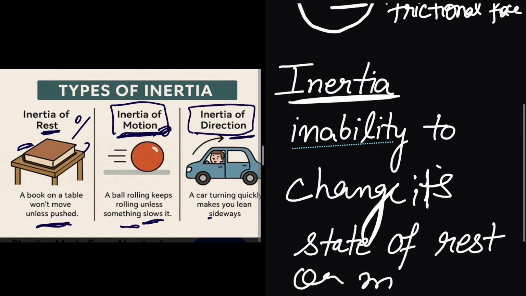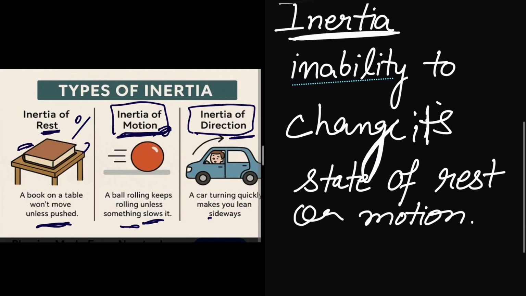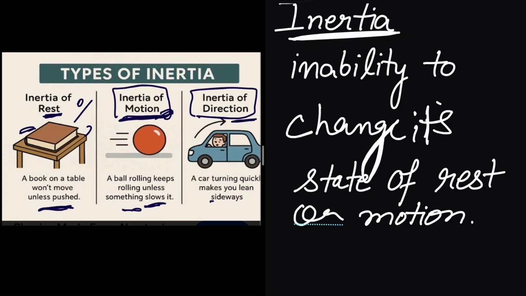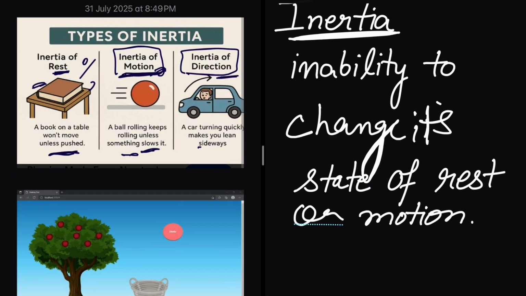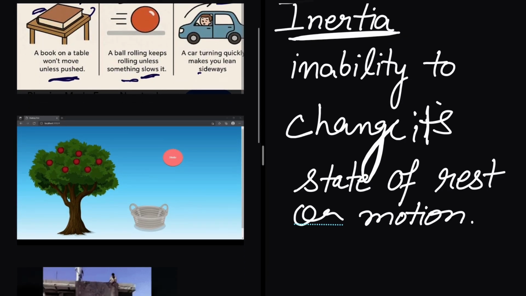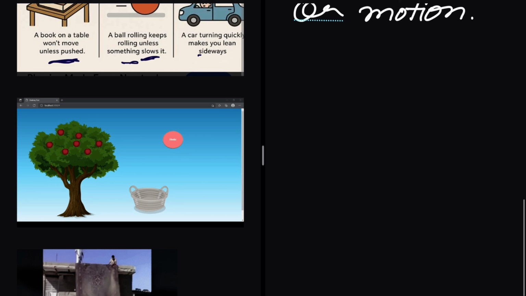Clear? So a body which is at rest wants to remain at rest. A body which is in motion wants to remain in motion. A body which is moving wants to maintain its original direction. Because of the inability to change. Because of that inability, that property, we call it inertia. So now we will discuss one by one all these types of inertia. Let's first discuss inertia of rest.